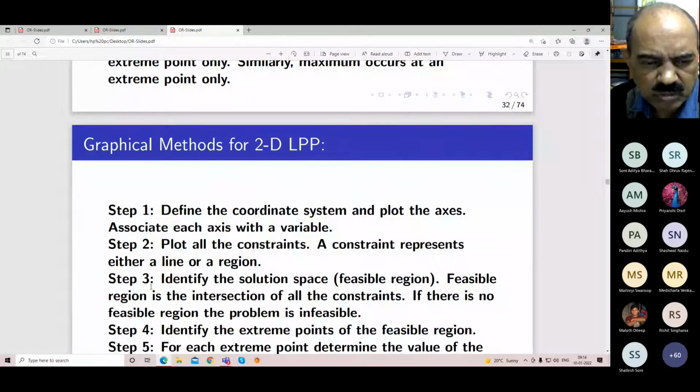Step 2, plot the constraints. A constraint is either an equation or an inequation. A constraint represents either a line or a region, lower half or upper half. Step 3, identify the solution space, the feasible region. The feasible region is the intersection of all the constraints. If there is no feasible region, the problem is infeasible, there is no solution.